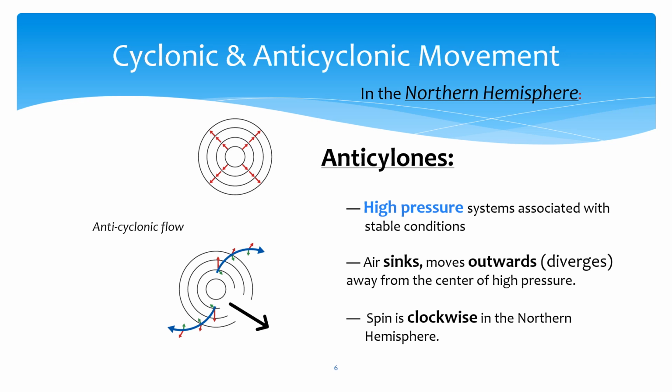In anticyclones, our air is sinking because it is high pressure. It is sinking, and when it sinks towards the surface, it moves outwards. It diverges away from that center of high pressure. And as it does so, because of Coriolis force in the northern hemisphere, remember Coriolis likes to deflect movement to the right, so our spin is clockwise in the northern hemisphere with anticyclones.